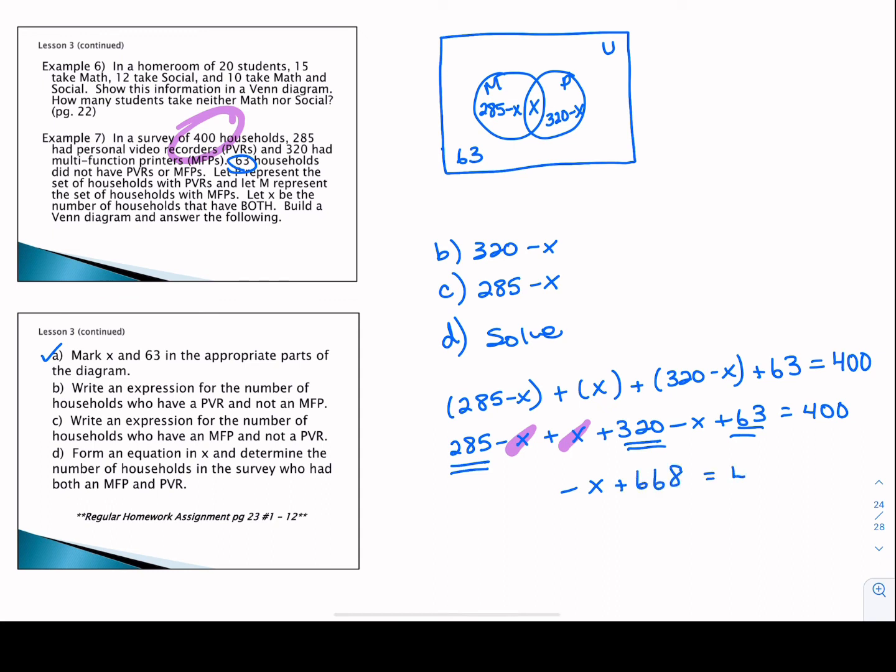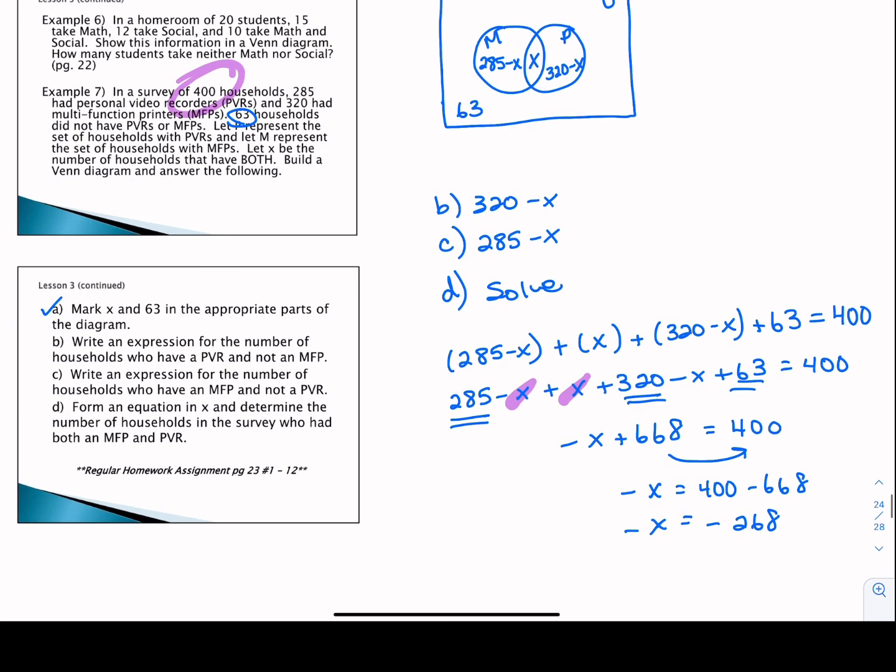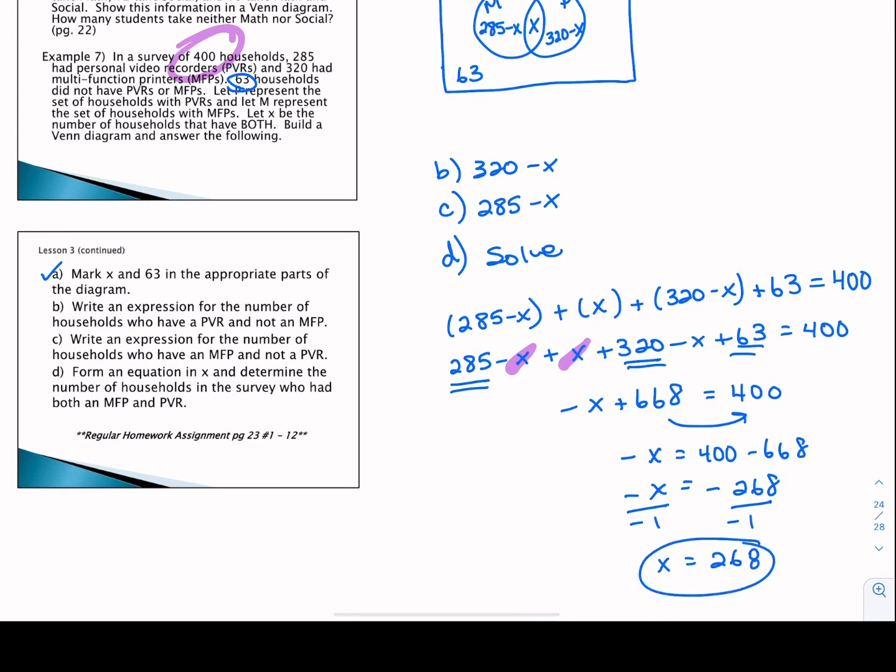If that's now equivalent to 400, this is a pretty easy equation for us to solve. What you can do is push the 668 over to the opposite side by subtracting. So we have negative x equals 400 minus 668. So we get negative x is equivalent to negative 268. But we want to solve for positive x, not negative x. So you can multiply or divide both sides by a negative 1. What that means is x is equivalent to 268. So what this is telling us is that 268 people have both devices.